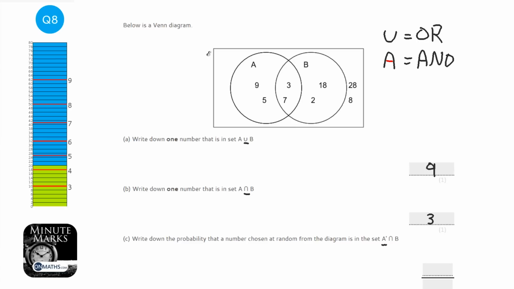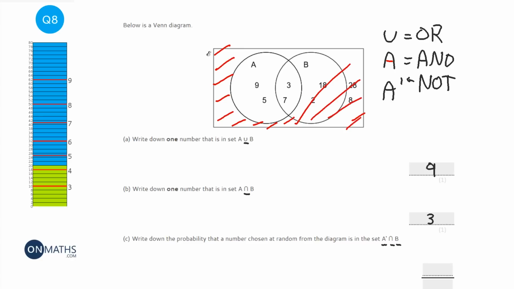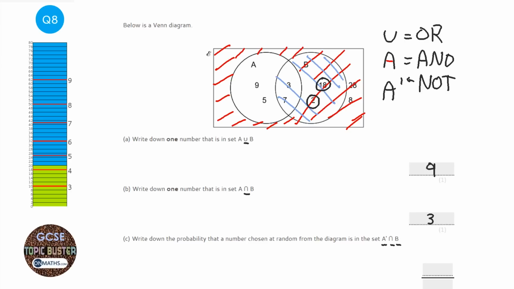Now this little symbol here, it's an A with a dash. That dash there means not. So we're looking for numbers that aren't in A and are in B. Let's have a look at where not A is. It's anywhere around here. Anywhere around here is not in A. And let's have a look at where B is. So B is anywhere here. So the numbers that overlap both of those are the 18 and the 2. So it's 18 and 2.